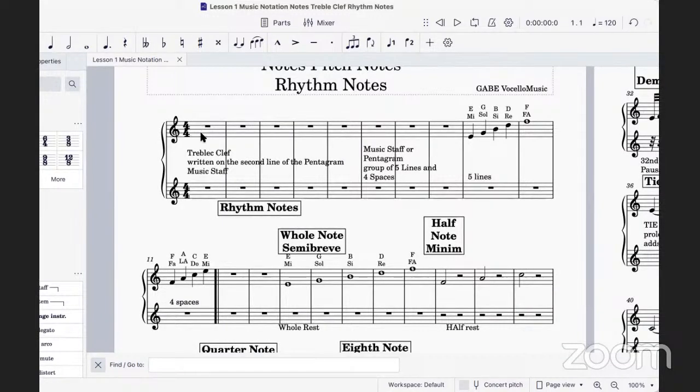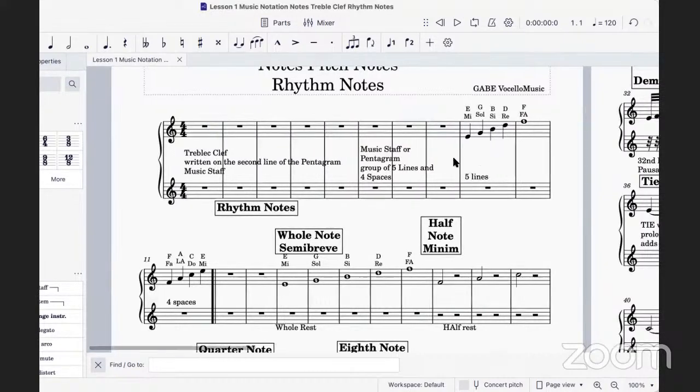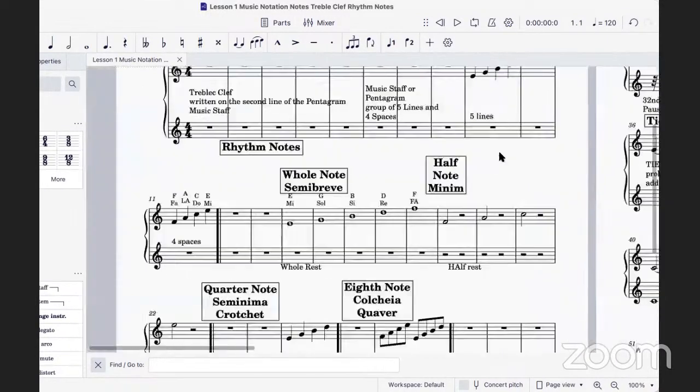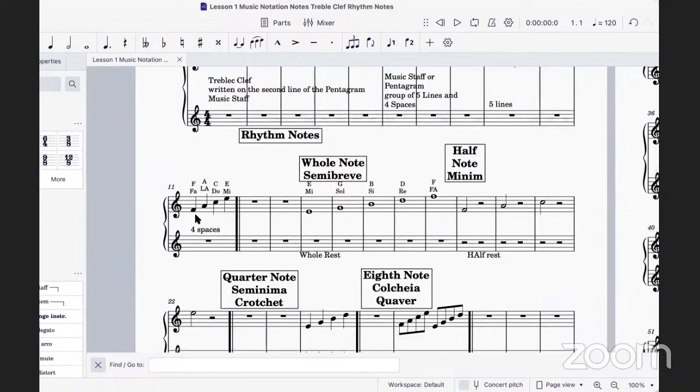Music staff is the group of 5 lines, 1, 2, 3, 4, 5, and 4 spaces, 1, 2, 3, 4. So the treble clef signature is on the second line of the music staff, and we count from the bottom to top. So 1, 2, 3, 4, 5. The names of the lines are E, G, B, D, F. Mi, Sol, Si, Re, Fa. For the spaces: F, A, C, E. Fa, La, Do, Mi.